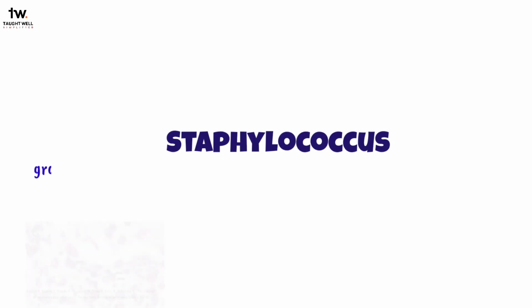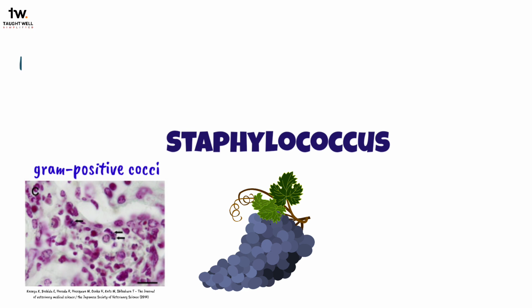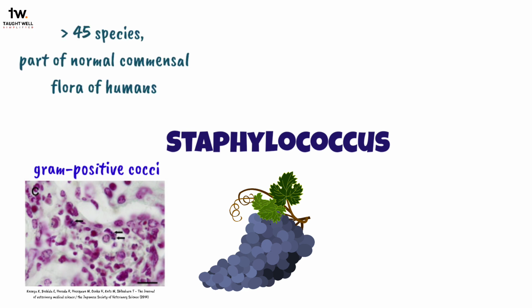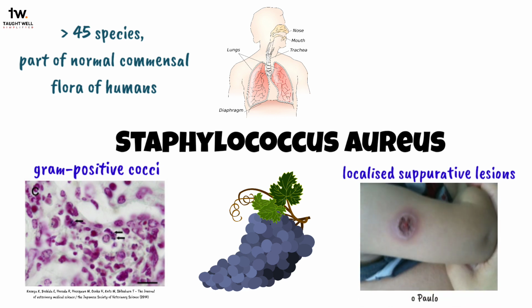Staphylococci are gram-positive cocci that occur in grape-like clusters. There are more than 45 species known. Many of them are part of the normal commensal flora of humans. Staphylococcus aureus is the most important human pathogen amongst the staphylococci, commonly causing localized suppurative lesions, but it can cause disseminated infections as well. How does this microbe look like?